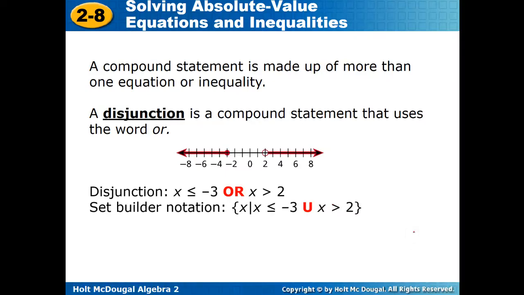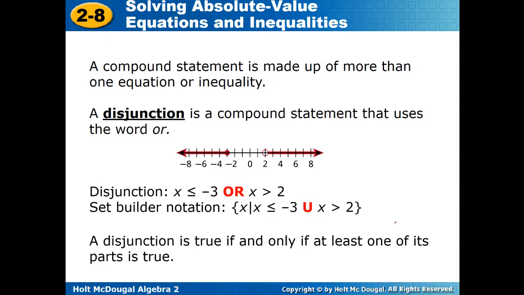All right, so you could also say a disjunction is true if and only if at least one of its parts is true. So they don't have to both be true. You could have x equals -6 and it's true. You could say x equals 8 and it's still true. So you don't have to have both parts true, just one part, and that's because it's or.